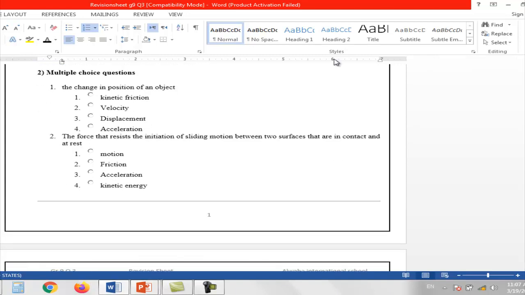multiple choice question. The change in the position of an object, it will be, excellent, displacement. Number 2, the force that resists the action of sliding motion between two surfaces that are in contact and at rest. Which one? Motion or friction or acceleration or kinetic energy? So number 2, it will be friction. Excellent.